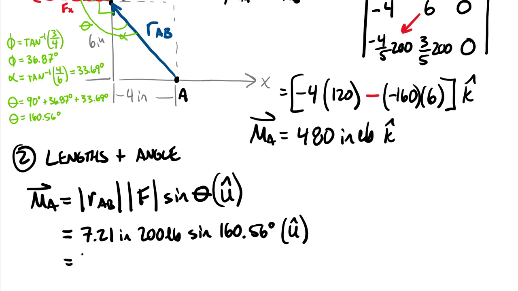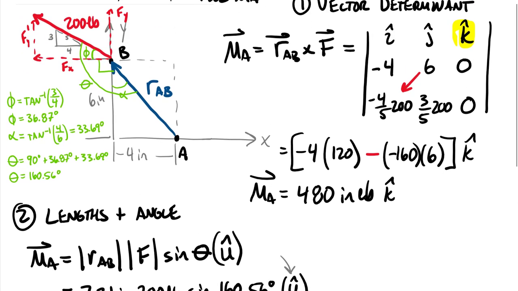And this also equals 480 inch pounds. Now for the sign, remember that the direction is going to be either into the screen or out of the screen, right? Any two-dimensional cross product, two-dimensional moment, can only have k-hat components. It doesn't matter if you cross an i-hat component into a j-hat or a j-hat into an i-hat, you can only get positive or negative k.